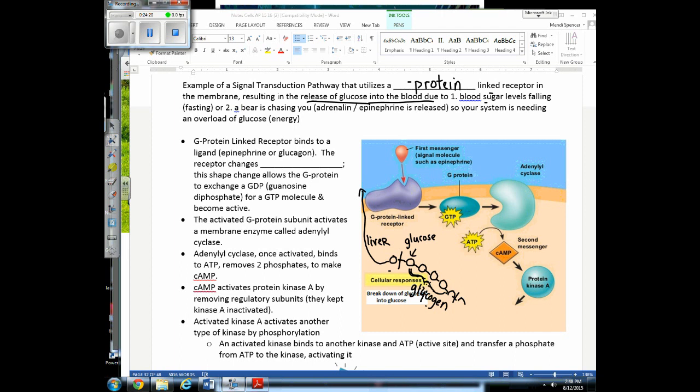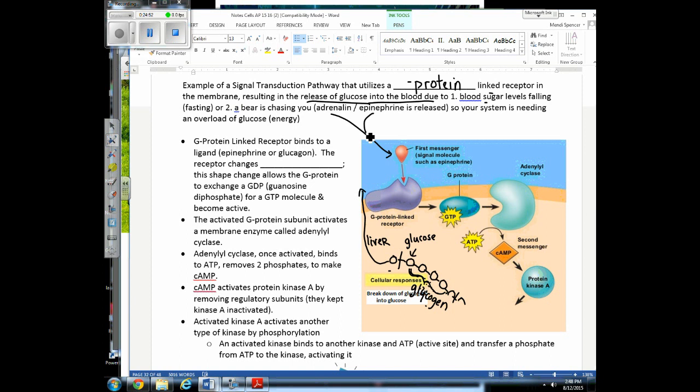Now, let me note here, I indicated that if something scary, like a bear, is chasing you, adrenaline is going to be released into the body. So in this situation, this messenger is adrenaline. But the more scientific term for adrenaline is epinephrine. As a matter of fact, if you know someone who has an EpiPen, what is in that EpiPen is adrenaline. It's epinephrine, and that's why it's called an EpiPen.